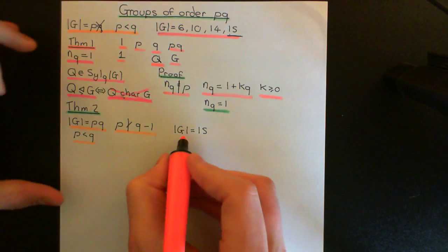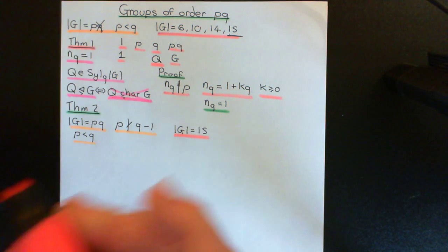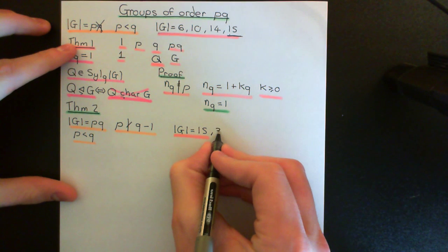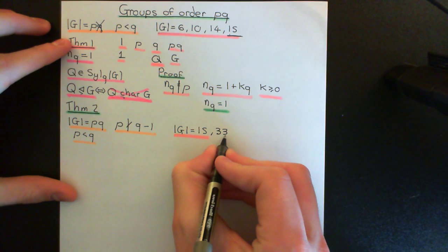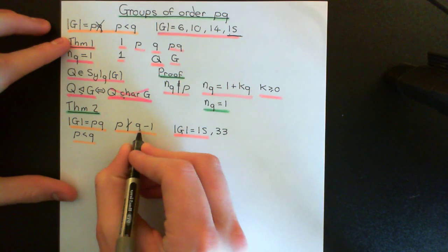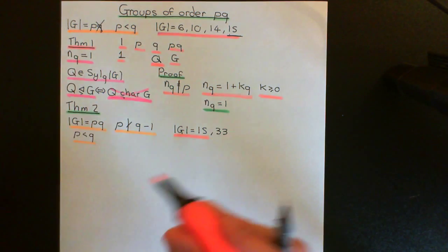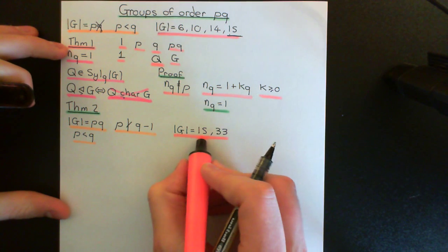So here's an example. To give you another example, to add a few more in, another example would be 33, because here, of course, you've got 3 times 11. 11 is the larger prime. Take away 1, you get 10, and 3 doesn't divide 10. So there's another example of a group that does satisfy this condition.